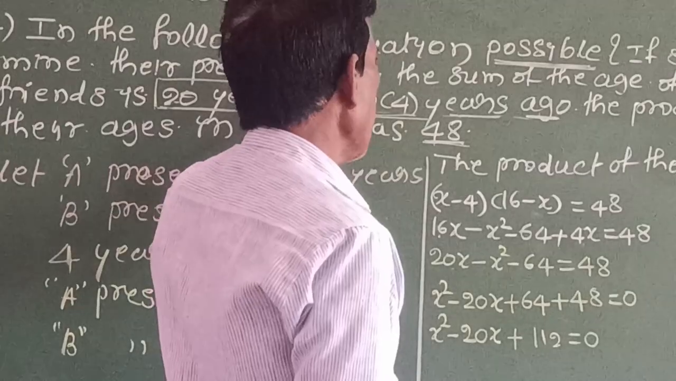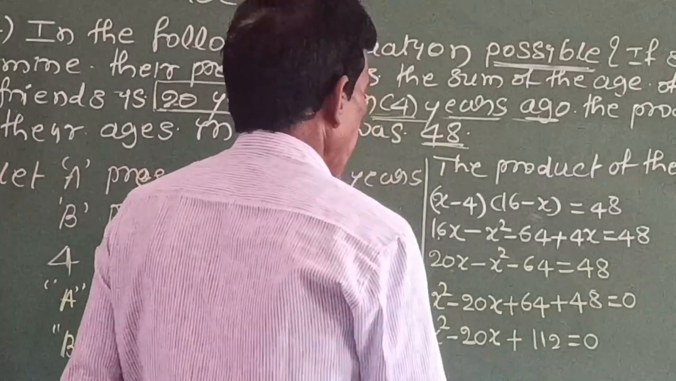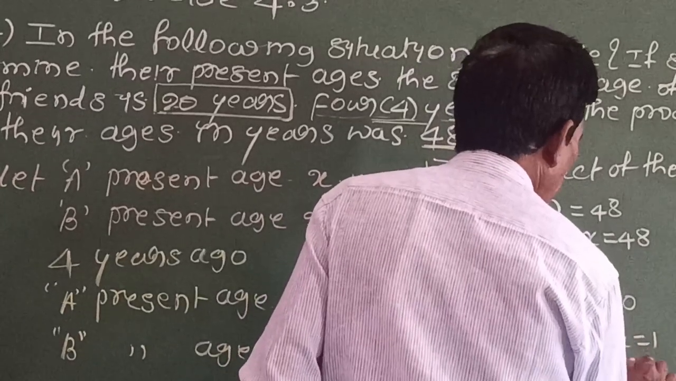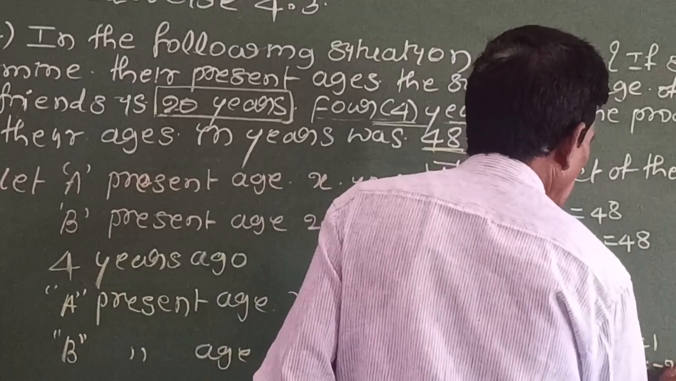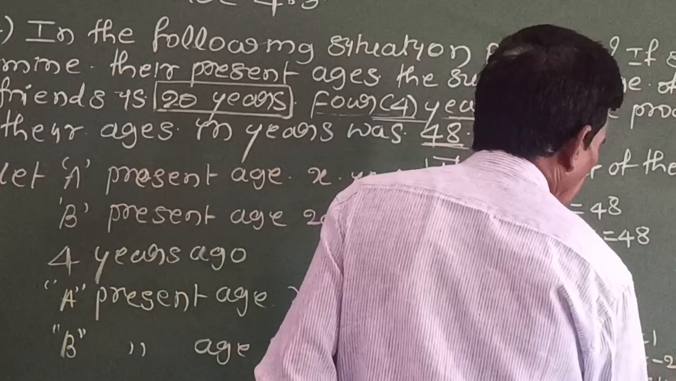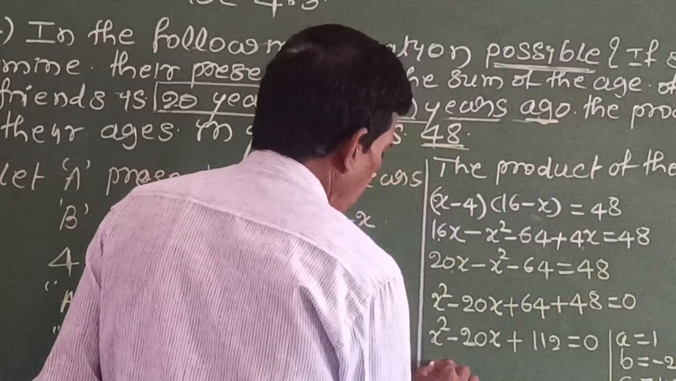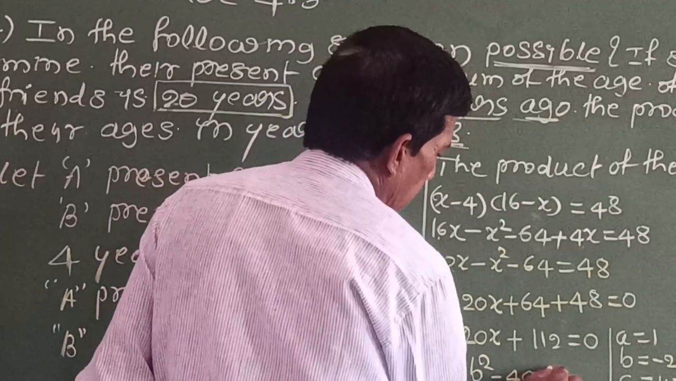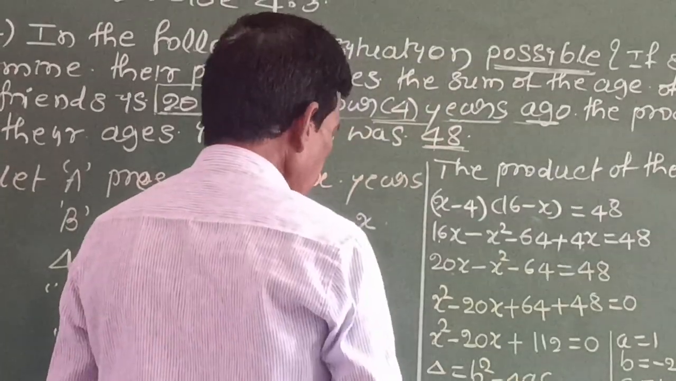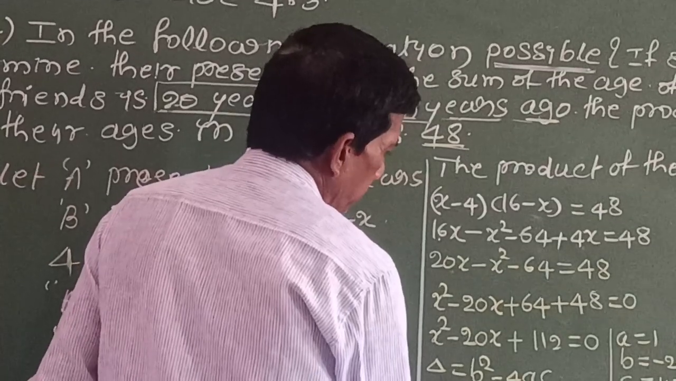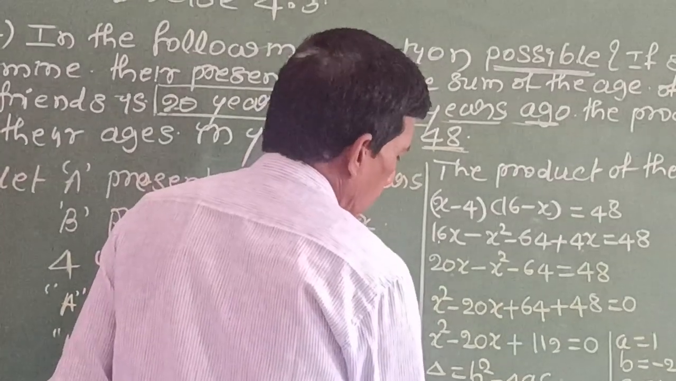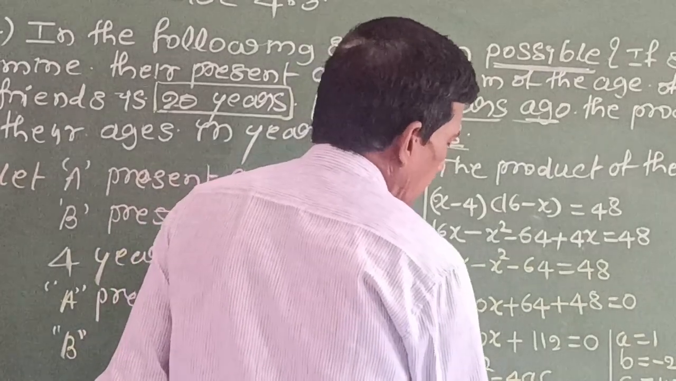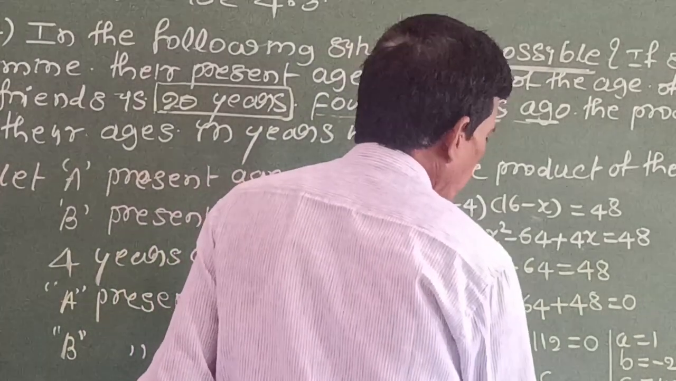So at that time, first you check it. So therefore A equal to 1, B equal to minus 20, C equal to 112. Therefore delta equal to B square minus 4AC. There is delta equal to minus 20 square minus 4, A is 1, C is 112.